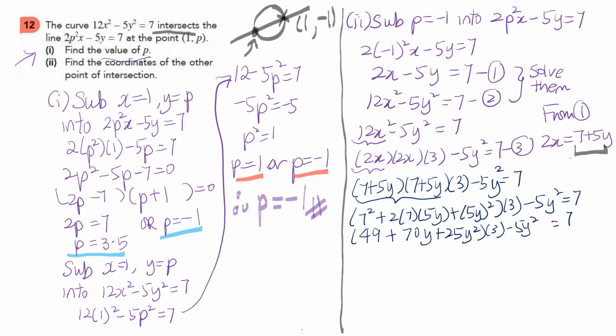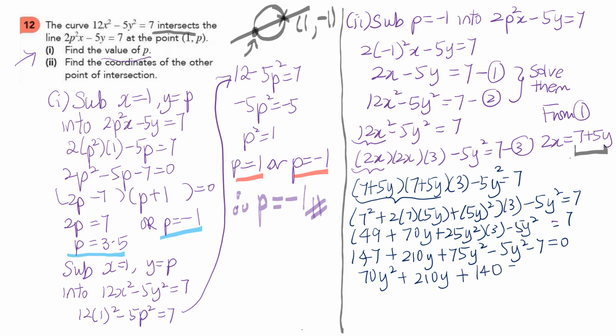Okay, and then the next thing I need to do is multiply by 3. So 49 times 3 will give you 147. 70y times 3 will be 210y. 25y squared times 3 will be 75y squared. Minus 5y squared minus 7 equals to 0. So that will give me 70y squared plus 210y plus 140 equals to 0.